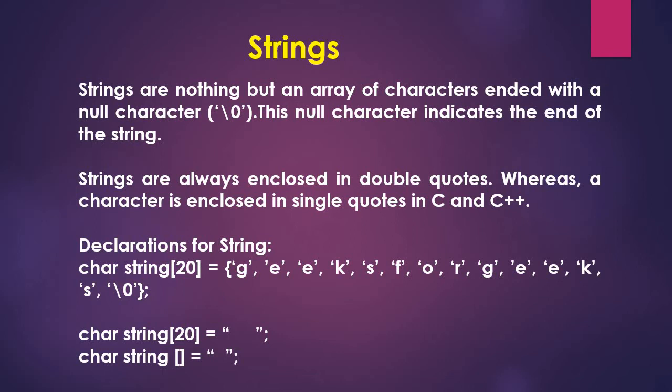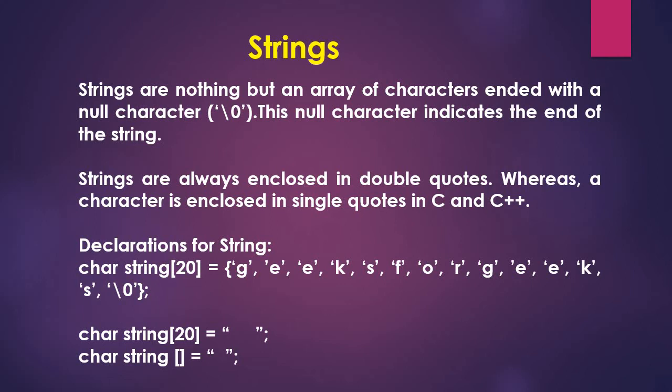That means a collection of characters. The final, that is, the last character, must be a null character, as we are storing under an array. This null character indicates the end of the string. A string is always enclosed in double quotes, whereas a character should be enclosed between single quotes.